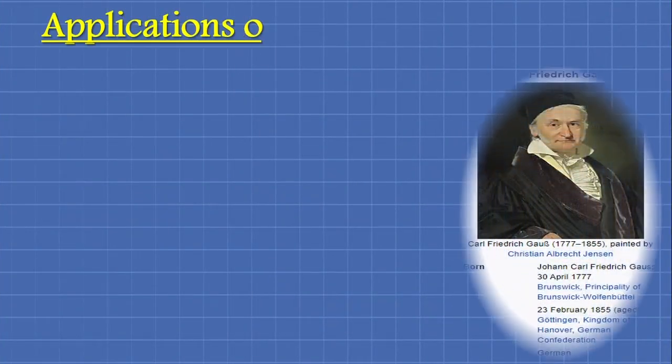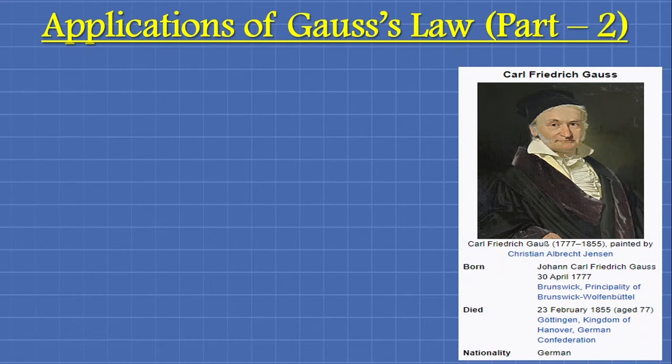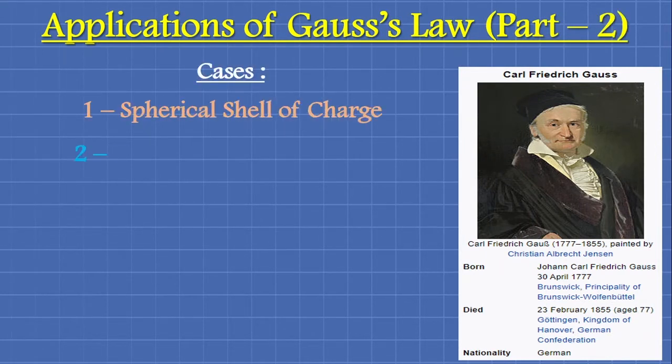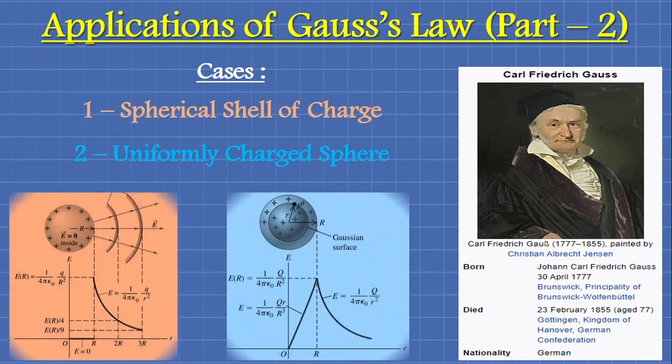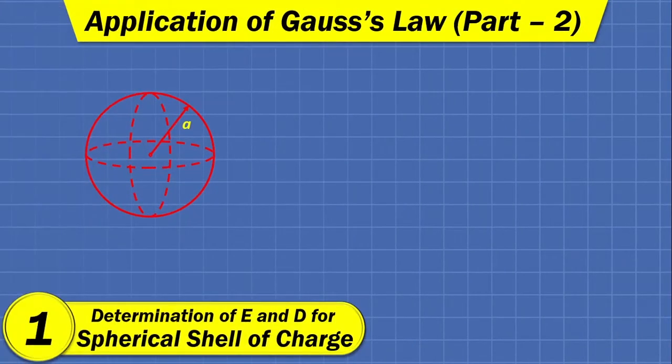In the previous video we applied Gauss's law to three different charge configurations and determined the field intensity and flux density for those three configurations. Today in this video we are going to learn about a spherical shell of charge and a uniformly charged sphere, and we will apply the same Gauss's law to determine the field intensity and density due to these two charge configurations. These are very important topics because these configurations are practically used in many areas of electrical engineering. So let us understand both.